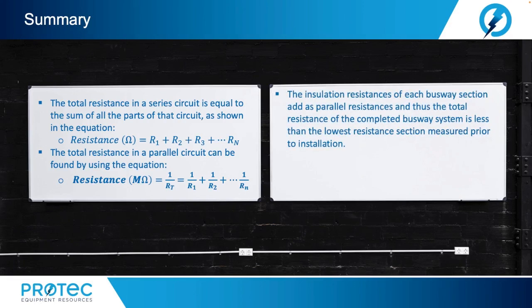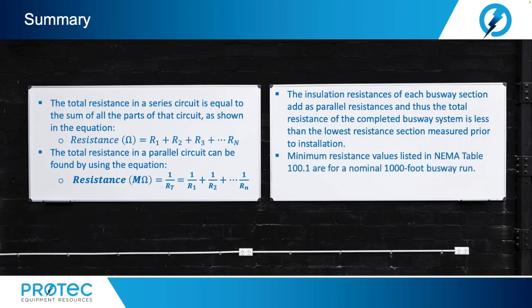The insulation resistance of each busway section adds as parallel resistances, and thus the total resistance of a completed busway system is always less than the lowest resistance section measured prior to the installation. Minimum resistance values listed in NETA Table 100.1 are for nominal 1,000 foot busway runs. Therefore, all of our measurements need to be corrected to the 1,000 foot nominal value before using the NETA table.